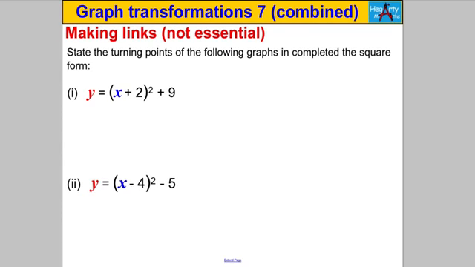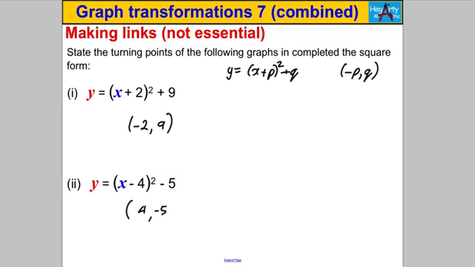I want you to pause the video and state the turning points of the following graphs that are in completed the square form. Thinking back to your completed the square form, we know that any graph in the form x add p all squared add q, its turning point is always at -p, positive q. So the turning point here would be at -2, 9, and the turning point here would be at -4, which is +4, and -5, like that. And we learnt that when we were in the quadratics drawing graph sections. Completed the square allowed us to quickly identify the turning points.